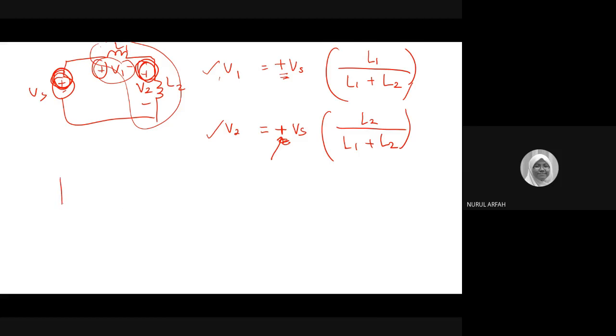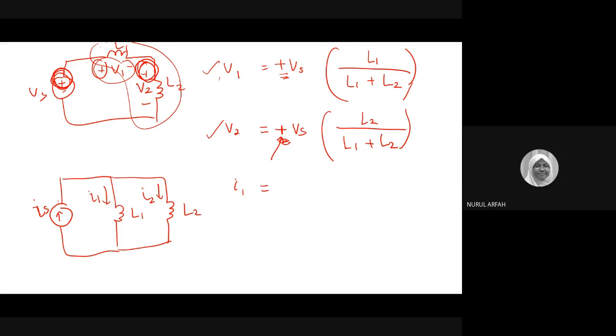Okay, let me give you the current divider. Sorry, this one should be inductor. L1 and L2. This is the current source, small letter, and this is I1 and I2. Maybe I should change the direction like this. Okay. What is I1 equal to?